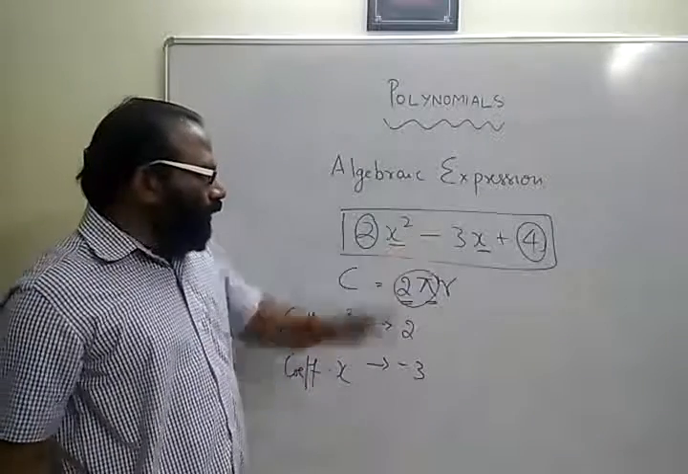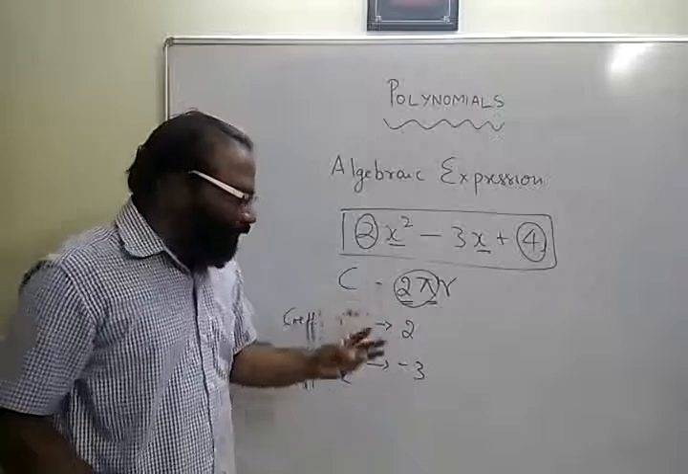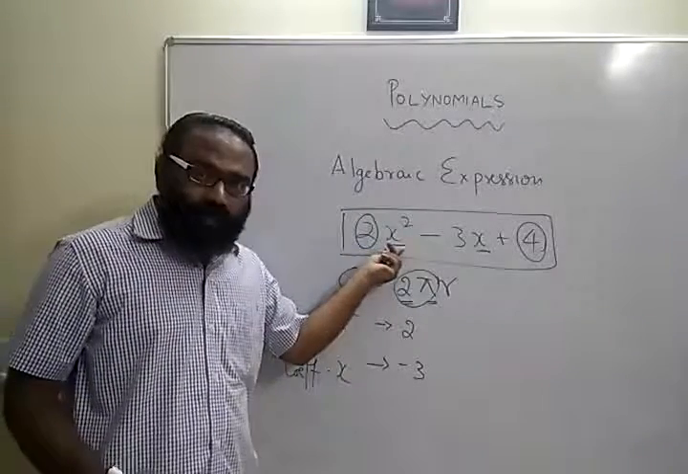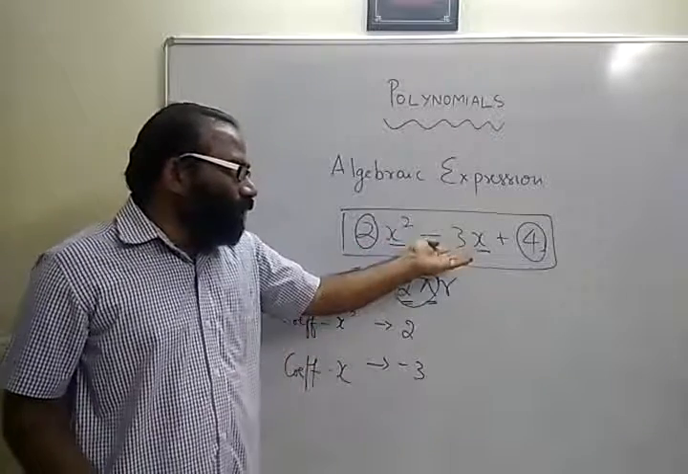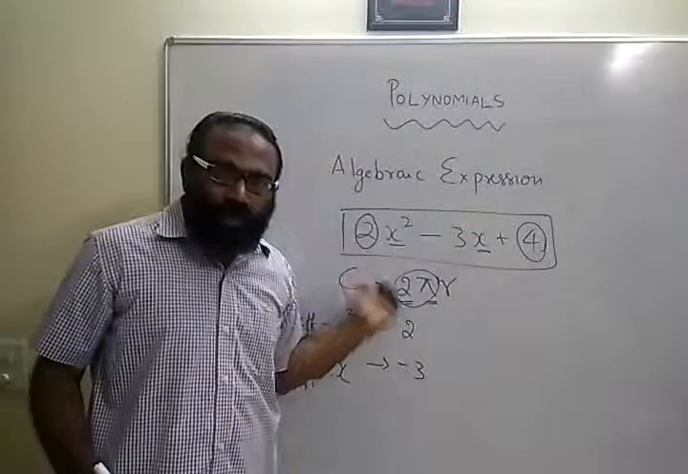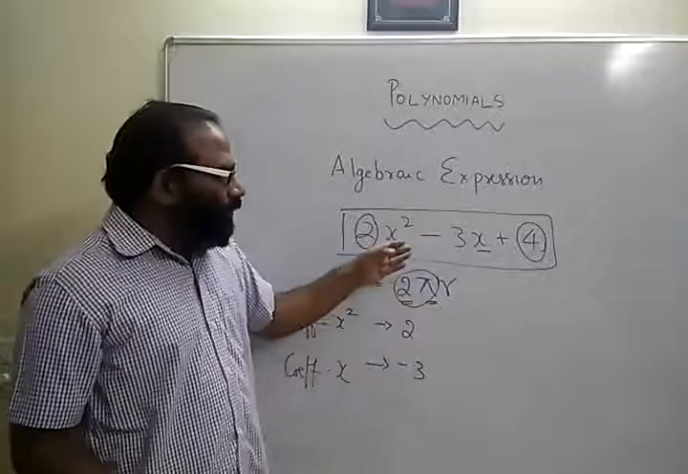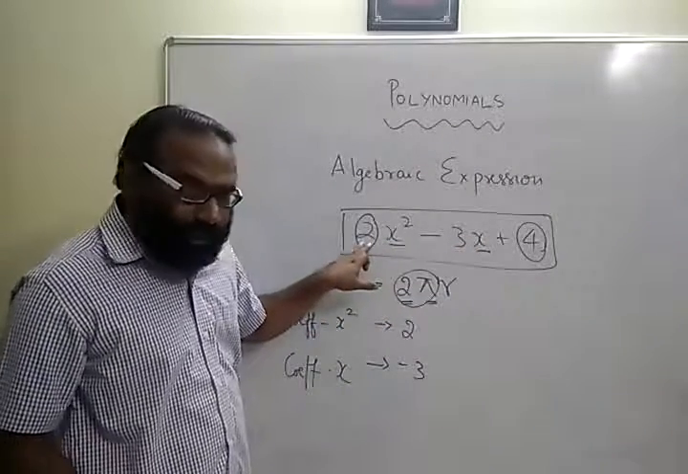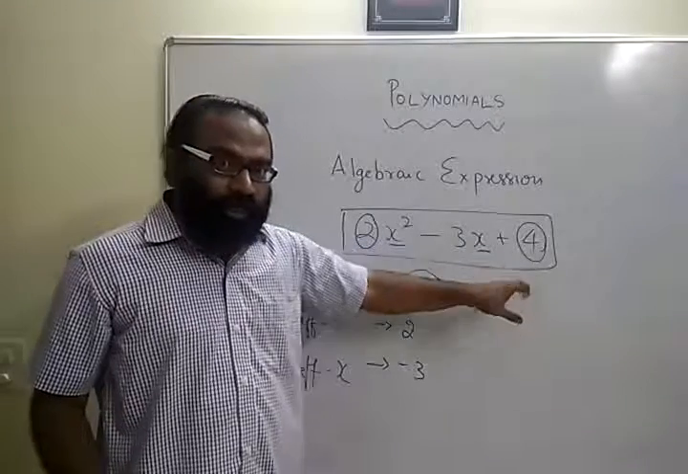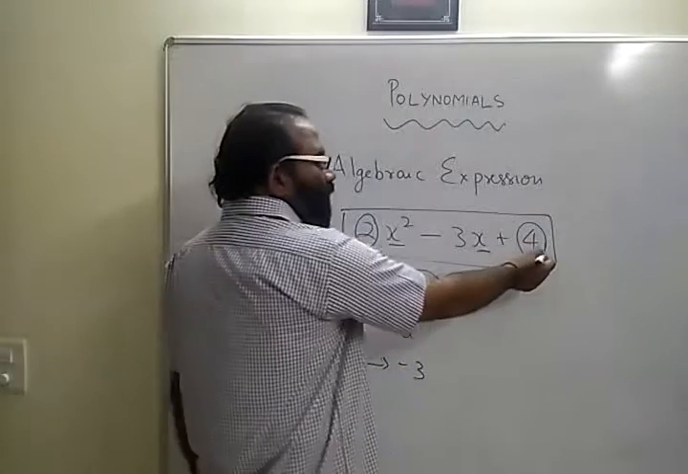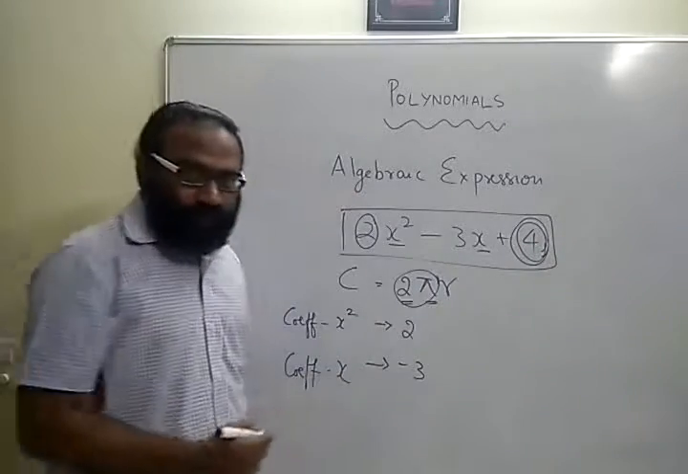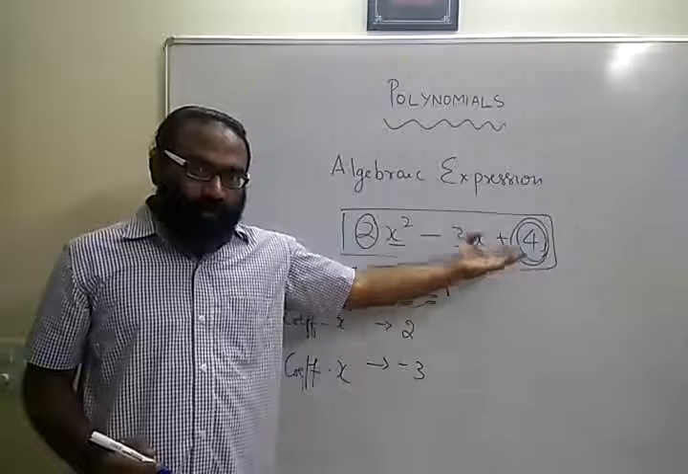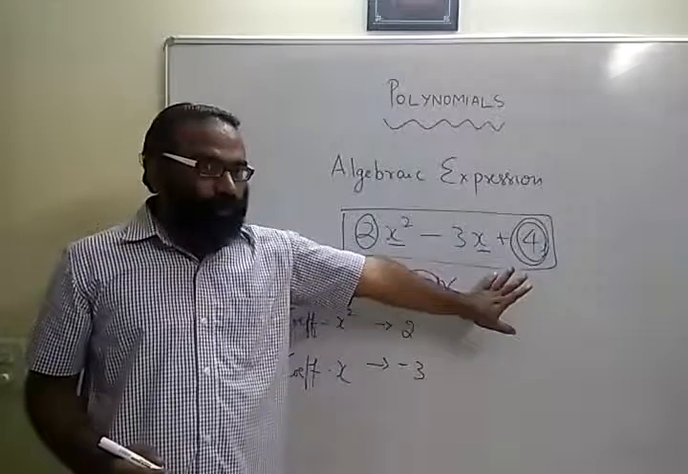So now we have seen what a variable is: something whose value can change. We have not fixed the value. Depending on whatever value we put for x, this whole expression's value can change. So we have seen what the variable is, what the coefficient is, and what the constant is. The 4 is the constant in this particular one, because there is no change going to be there for it. 4 is going to remain as 4.